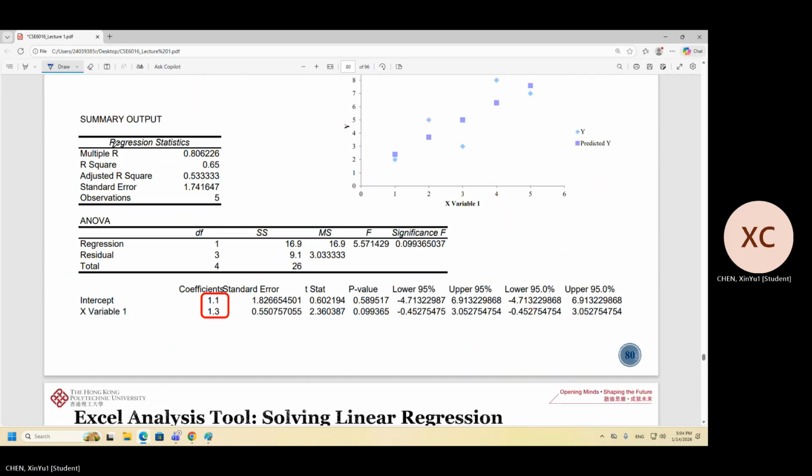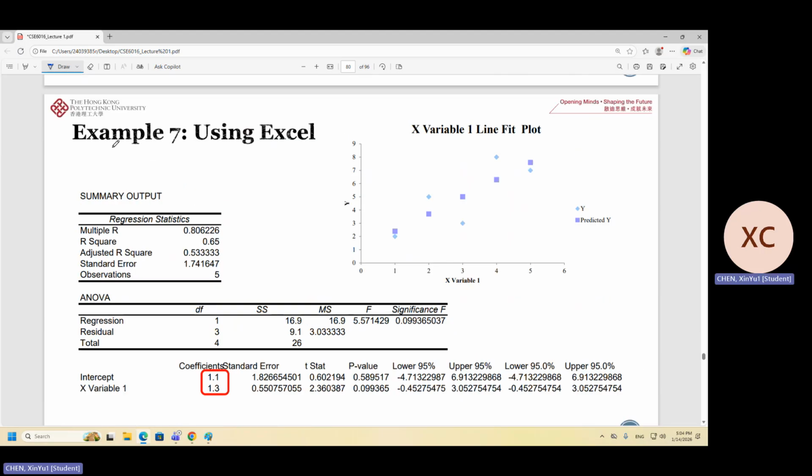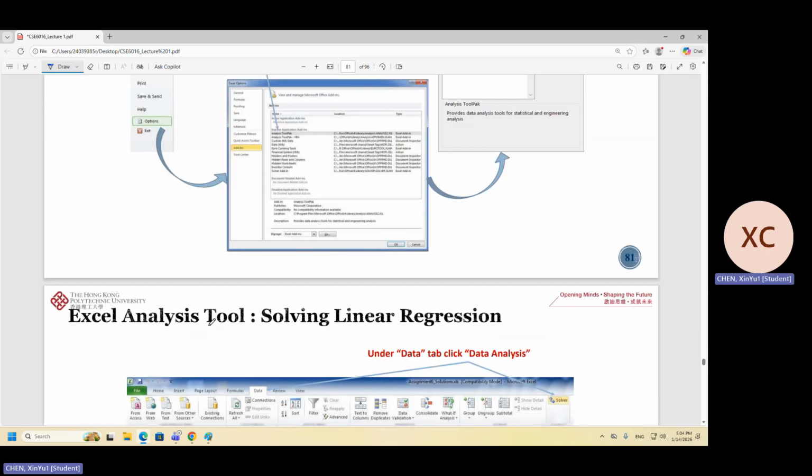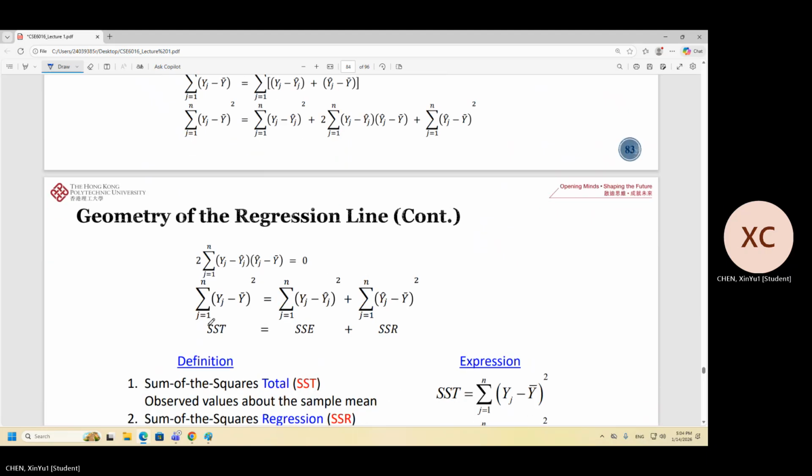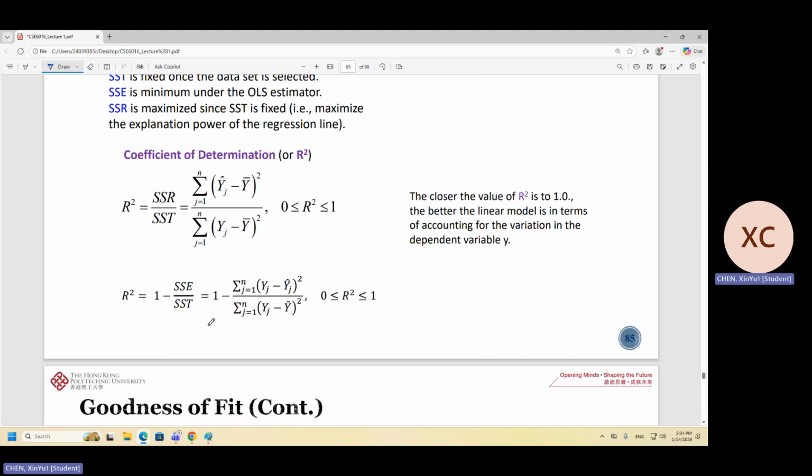Okay, so how do we calculate? Do we calculate by hand or manually use some software? Even for simple data, Excel can solve the regression model. So we can put the data there, and then it estimates the parameters here. Okay, so this is how to use Excel.